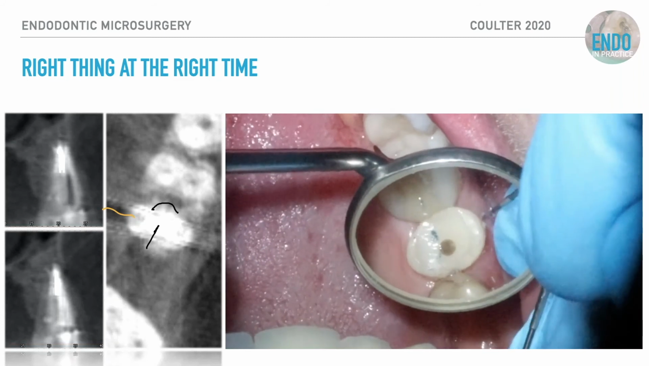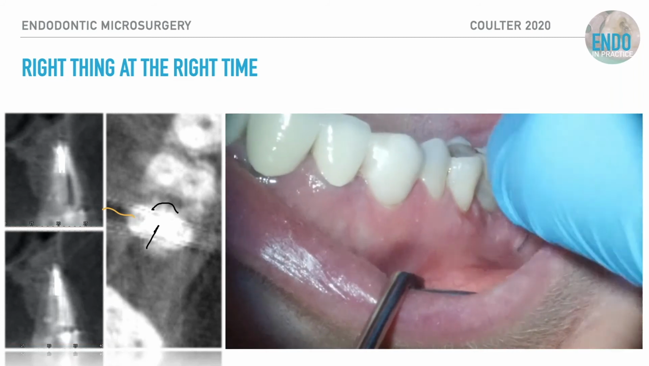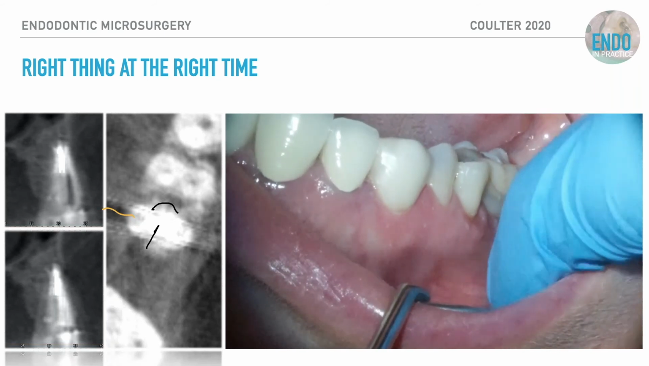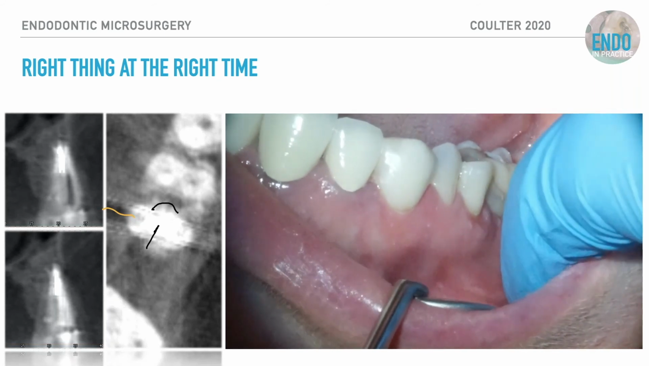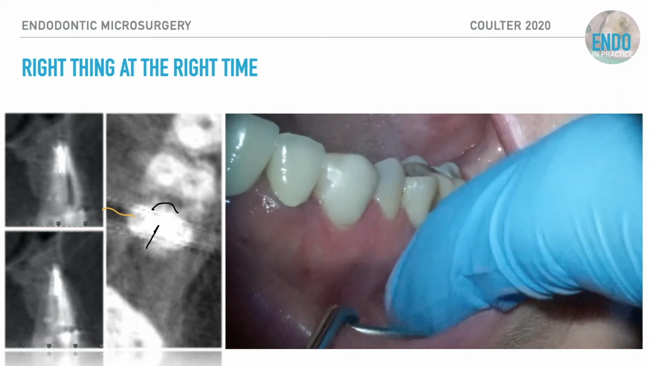PCP12 probe, no pocketing, no mobility. Small contact in ICP, no apical tenderness, no mobility, no sinus, no swelling. These are the red flags. These are the ones that you've got to think to yourself, I can't diagnose periradicular disease, so why should I be going and doing periradicular surgery?